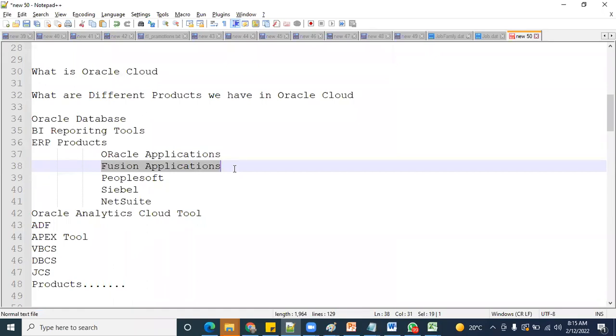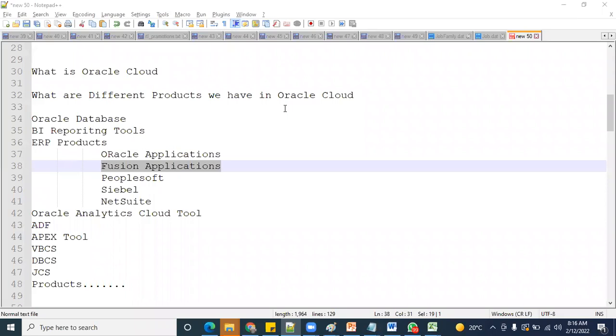So people get confused about Fusion Cloud and Fusion applications. Cloud is different. Cloud is nothing, it's as simple as a server. In that server, the software is there. Fusion applications is one of the software. Okay. So this is about the Fusion applications, human capital management, first demo, what we have discussed.